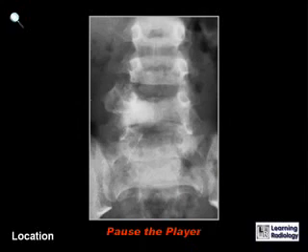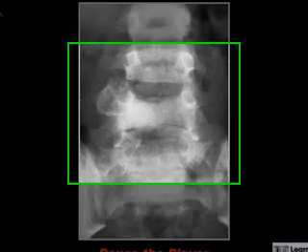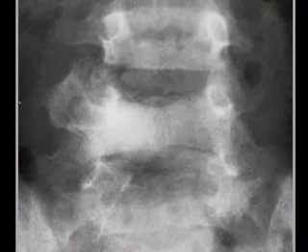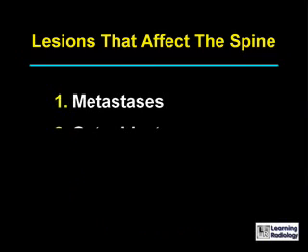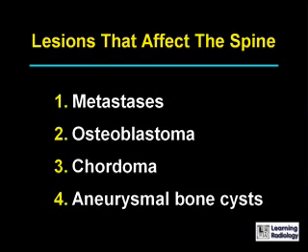Here's the next differential diagnosis. This differential diagnosis depends on the location of the lesion. Pause the player. The differential is for lesions that affect the spine. There are 4 causes listed. Pause the player. The 4 causes of lesions that primarily affect the spine include metastases, osteoblastoma, chordoma, and aneurysmal bone cysts.